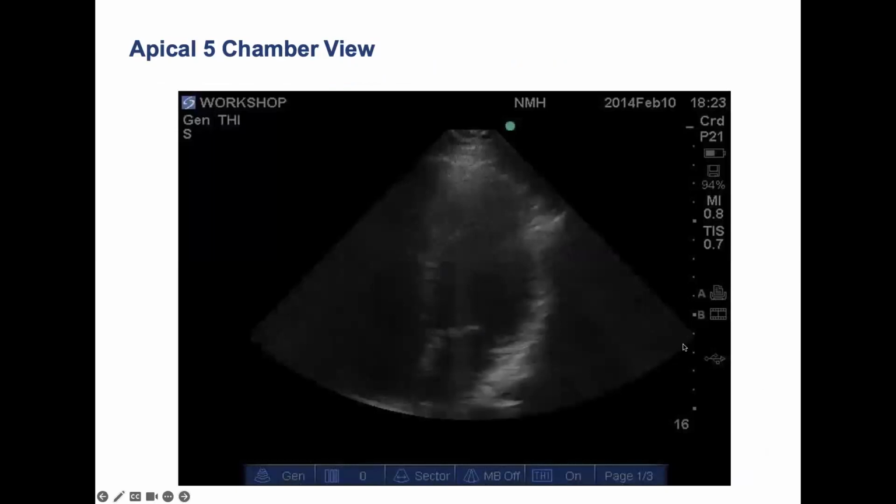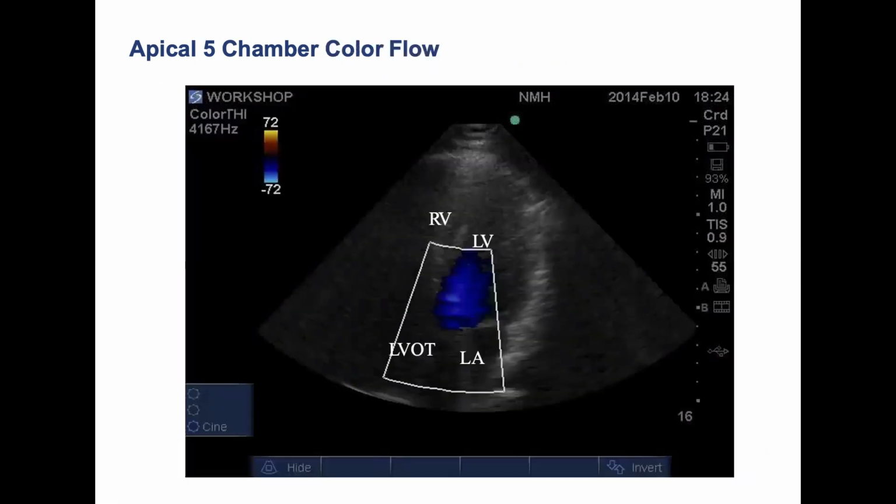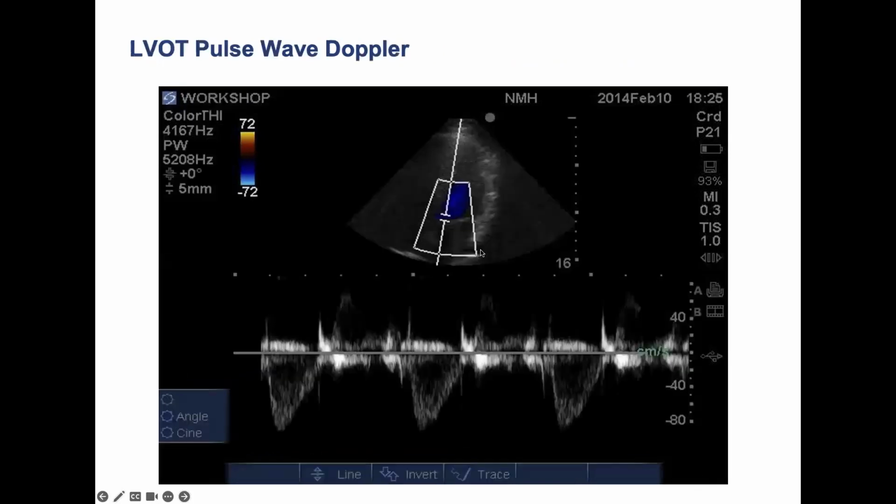So here's an apical 4-chamber view, LV, RV, LA, RA. I'm sorry, it's actually a 5-chamber view. So here's your LVOT. What you can do to start is put color Doppler over that, because in the other picture I didn't see the LVOT super clearly. If I put color Doppler, now I can see that blood is all collecting right here, and the location of the LVOT becomes more clear. Now I can put that pulse wave Doppler in the LVOT.